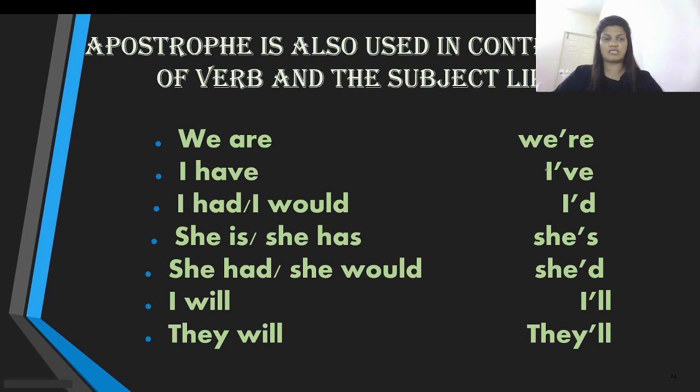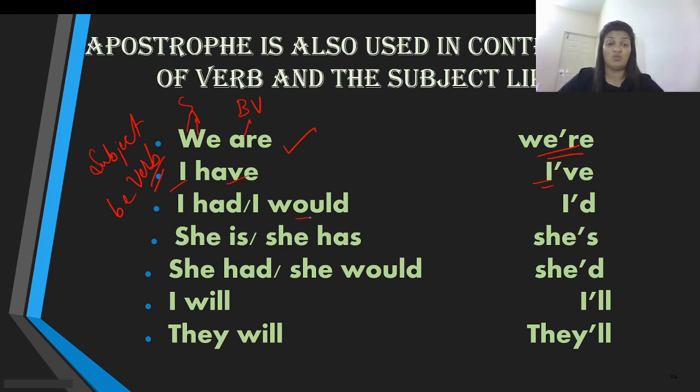Now the next contraction that we have is between a subject and the verb, like this. This is your subject and this is your be verb, and you combine them and get a new word like this. We are becomes we're. I have becomes I've. I had or I would becomes I'd. She is or she has becomes she's. She had or she would becomes she'd. I will becomes I'll. They will becomes they'll.